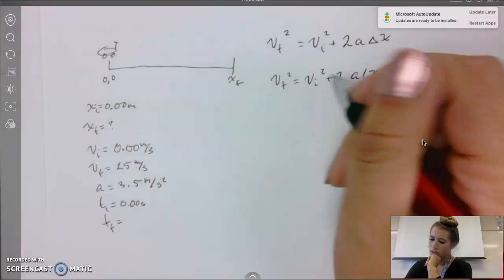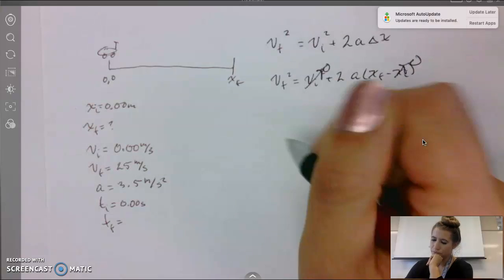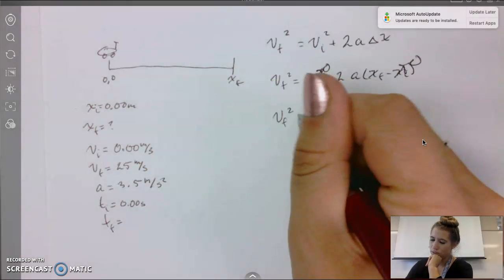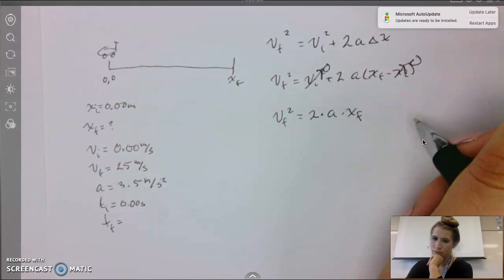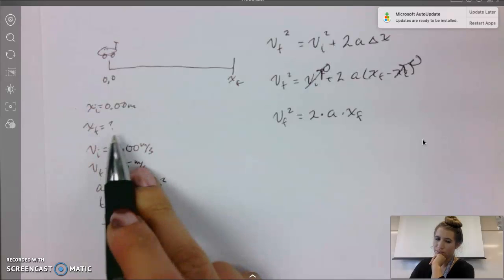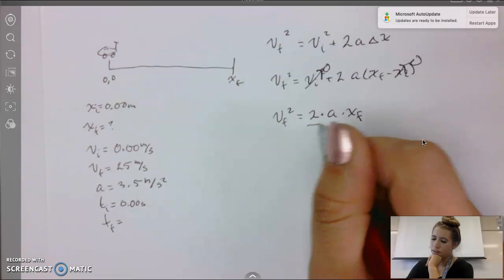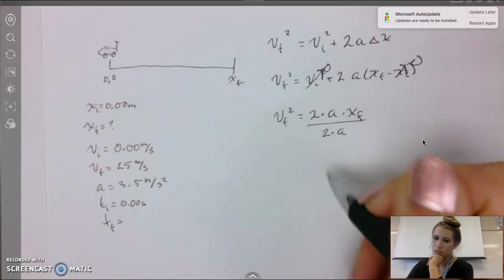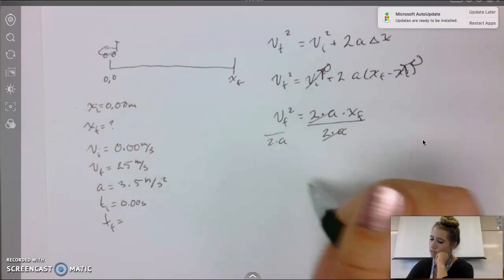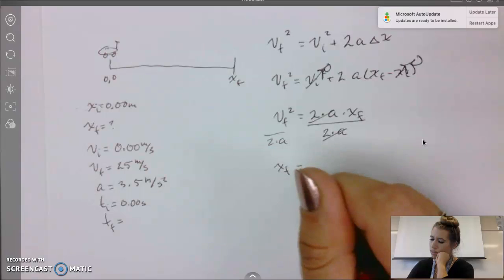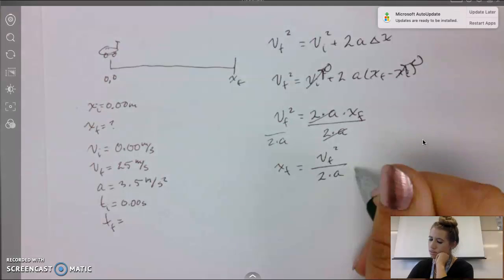So velocity initial is 0. X initial is 0. Velocity final squared is equal to 2 times acceleration times x final. I'm solving for x final, so I'm going to rearrange this equation to solve for that. So I'm going to divide by 2 and multiplied by acceleration. So x final will equal velocity final squared divided by 2 times acceleration.